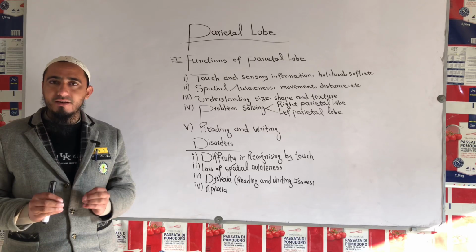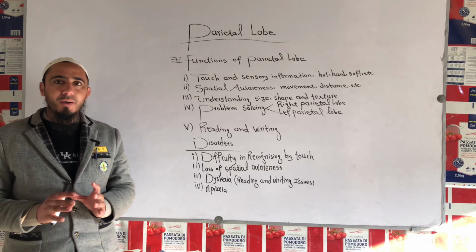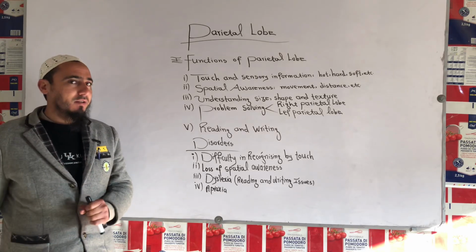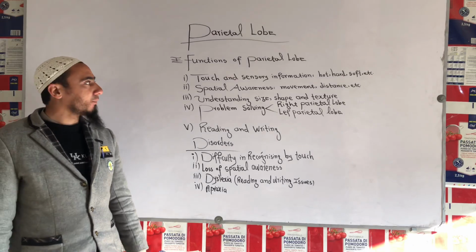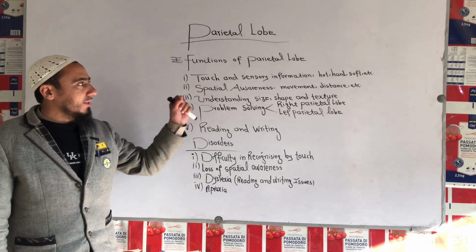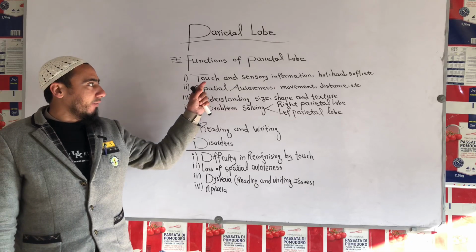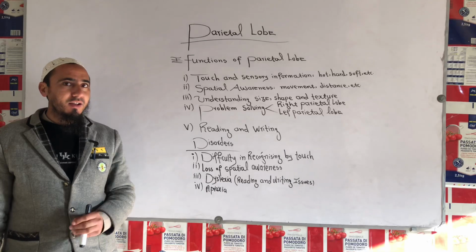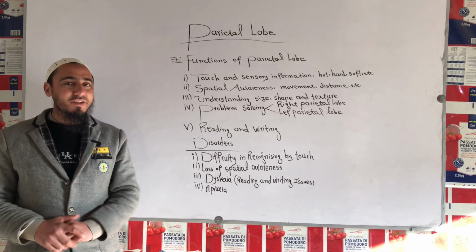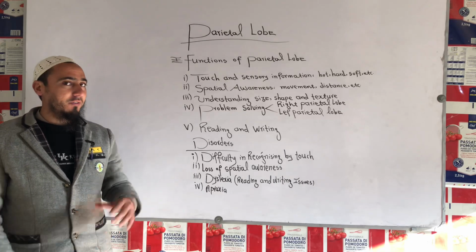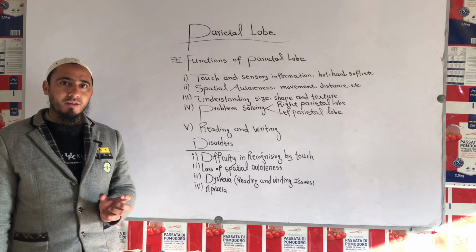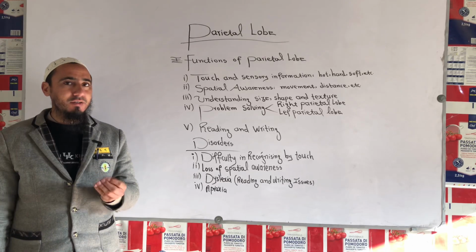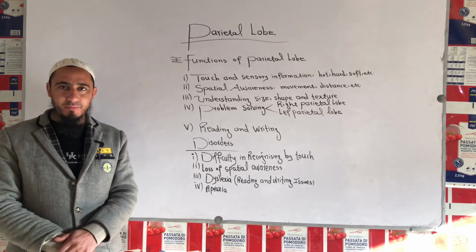This part of the brain is responsible for various functions, which we are going to discuss one by one in detail with examples. First of all, this part of the brain is focusing on touch and sensory information. It means it processes sensory information from the skin. It tells us whether a thing is hot, soft, hard, warm, etc.